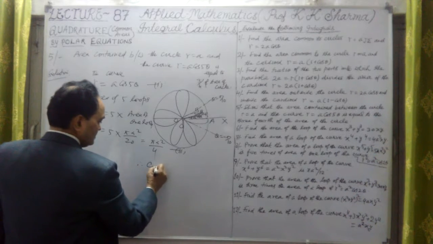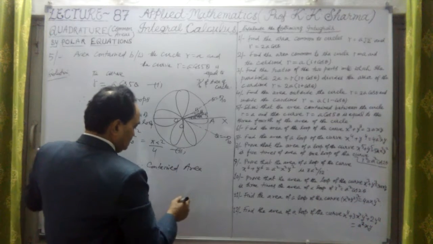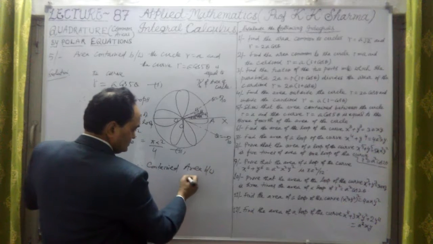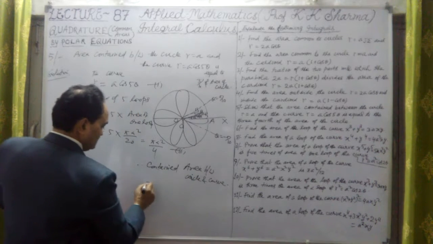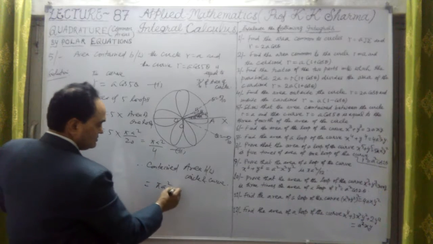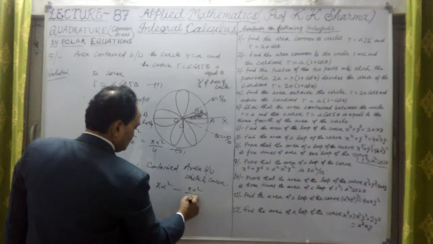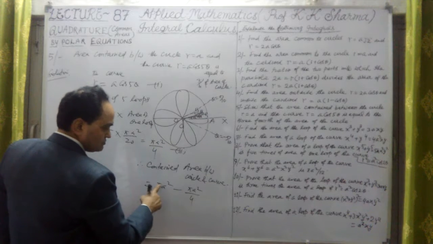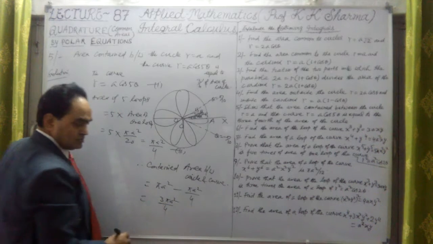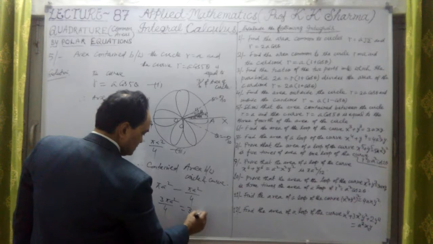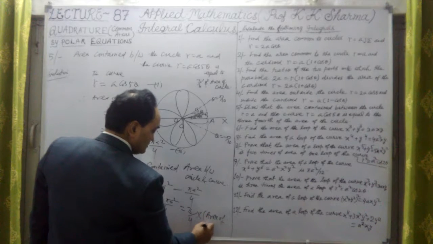Therefore, the contained area between the circle and the curve of 5 loops is given by the area of the circle, which is pi a square, minus the area outside, which is pi a square upon 4. So this is 4 pi a square minus pi a square, that means 3 pi a square upon 4. This is equal to 3 by 4 into pi a square, that means the area of the circle.